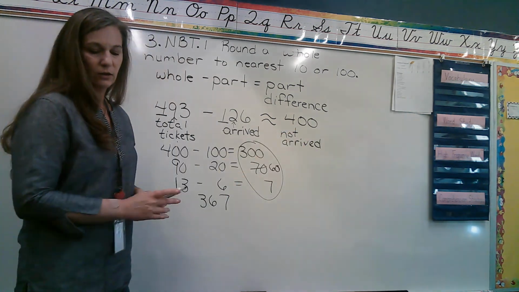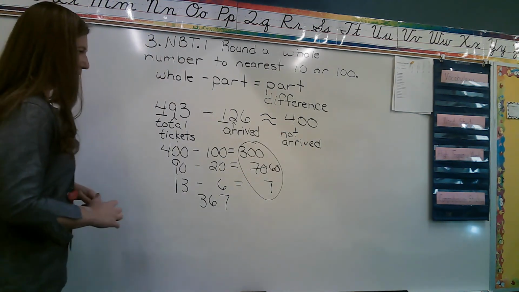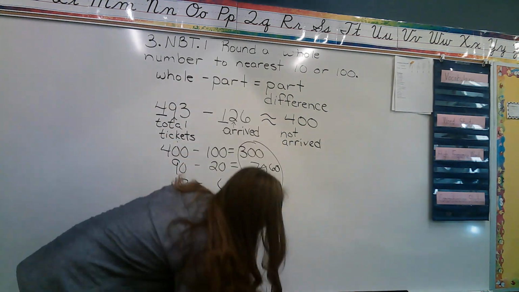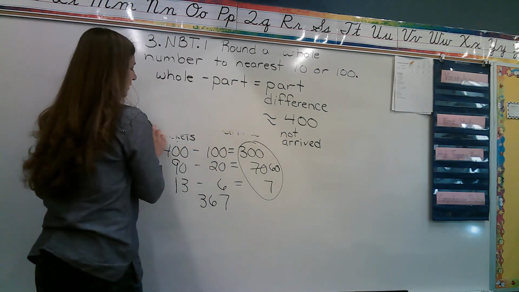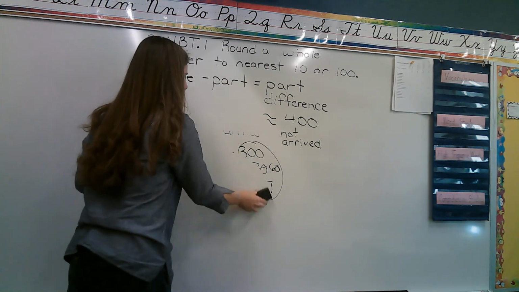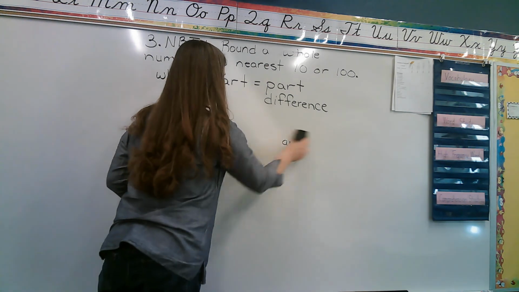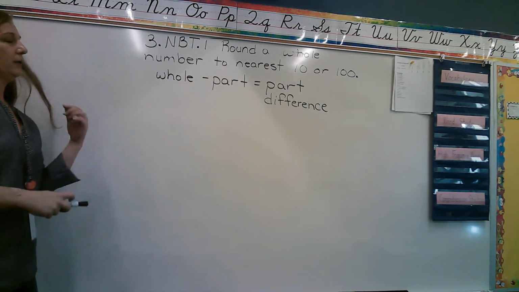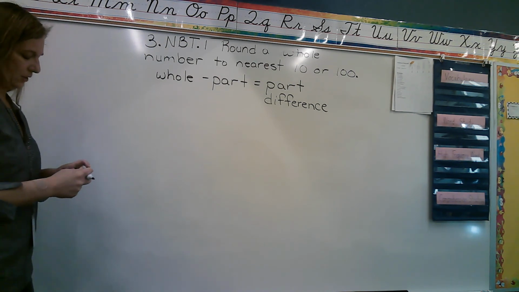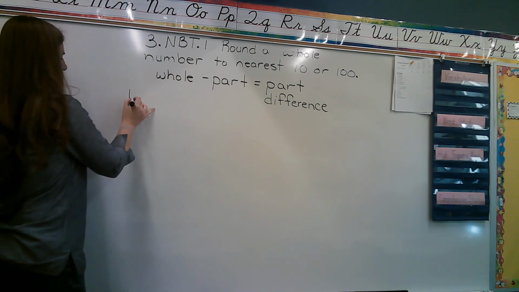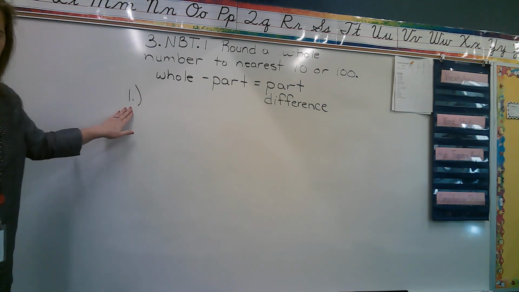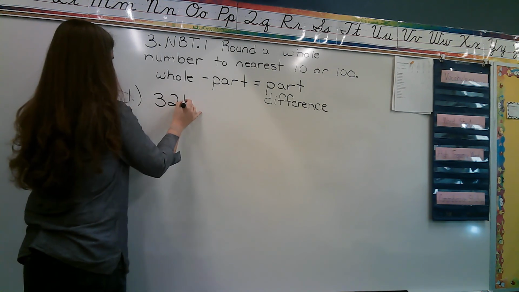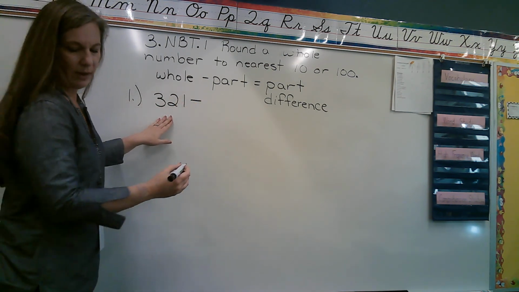Yes, this would be a close estimate, especially if you're rounding to the closest 100. So now I want to take a look at the actual assignment within the page, starting on page 51. And if we look at page 51 and want to start you off on this assignment, so I'm going to look at 1 through 6 to start off. And number 1, we have 321 minus 112.